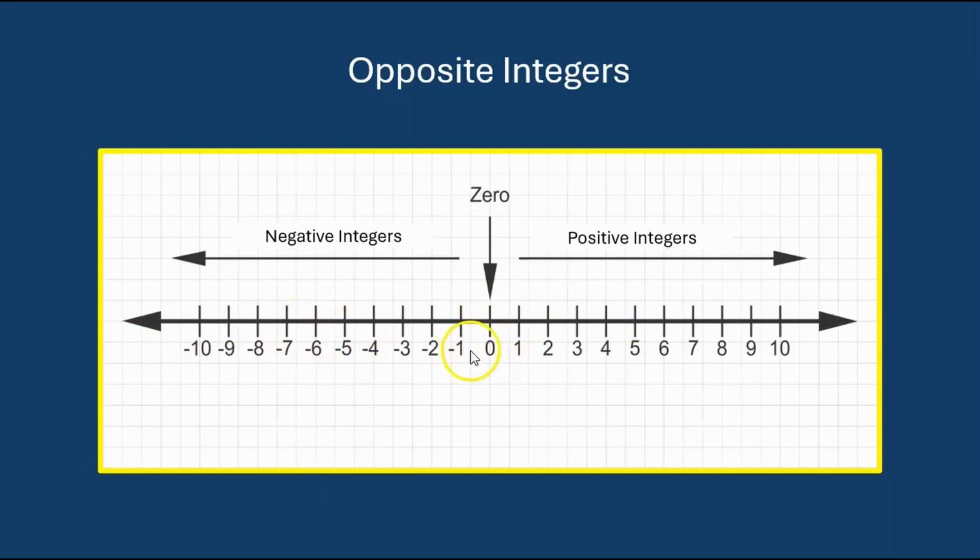Right in the middle, we have 0, our balance point. Everything to the right of 0 represents positive integers, and everything to the left of 0 represents negative integers. Positive integers like 1, 2, 3 are values greater than 0. They often represent things increasing or moving forward, like a rise in temperature or gaining points in a game.